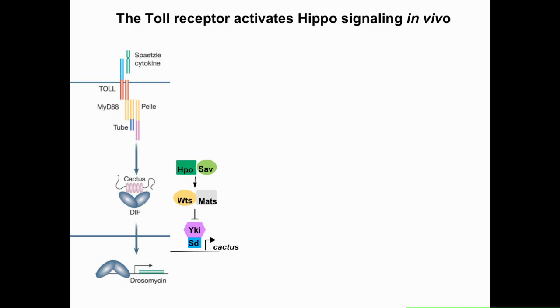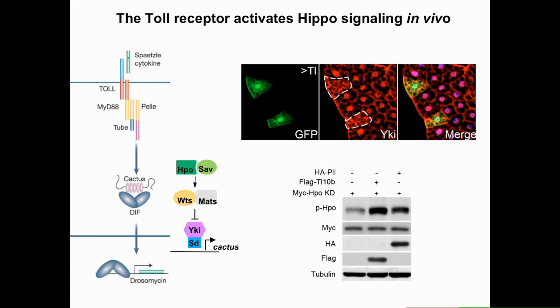Because we know that the toll receptor plays such an essential role in responding to gram-positive bacteria, we hypothesize that maybe the toll receptor itself might be somehow involved in this activation of Hippo signaling. And so to test this hypothesis, again, Bo used genetic mosaics in which you can make single cells in intact fat body overexpress the toll receptor.